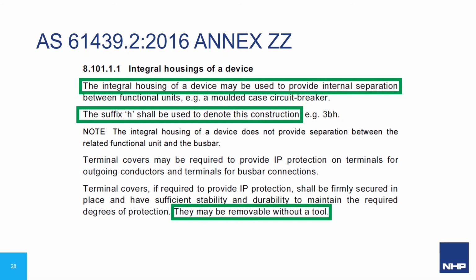It is dictated that when we use housing to provide separation as opposed to a rigid barrier, we must denote this with the letter H. For example, Form 4AH.